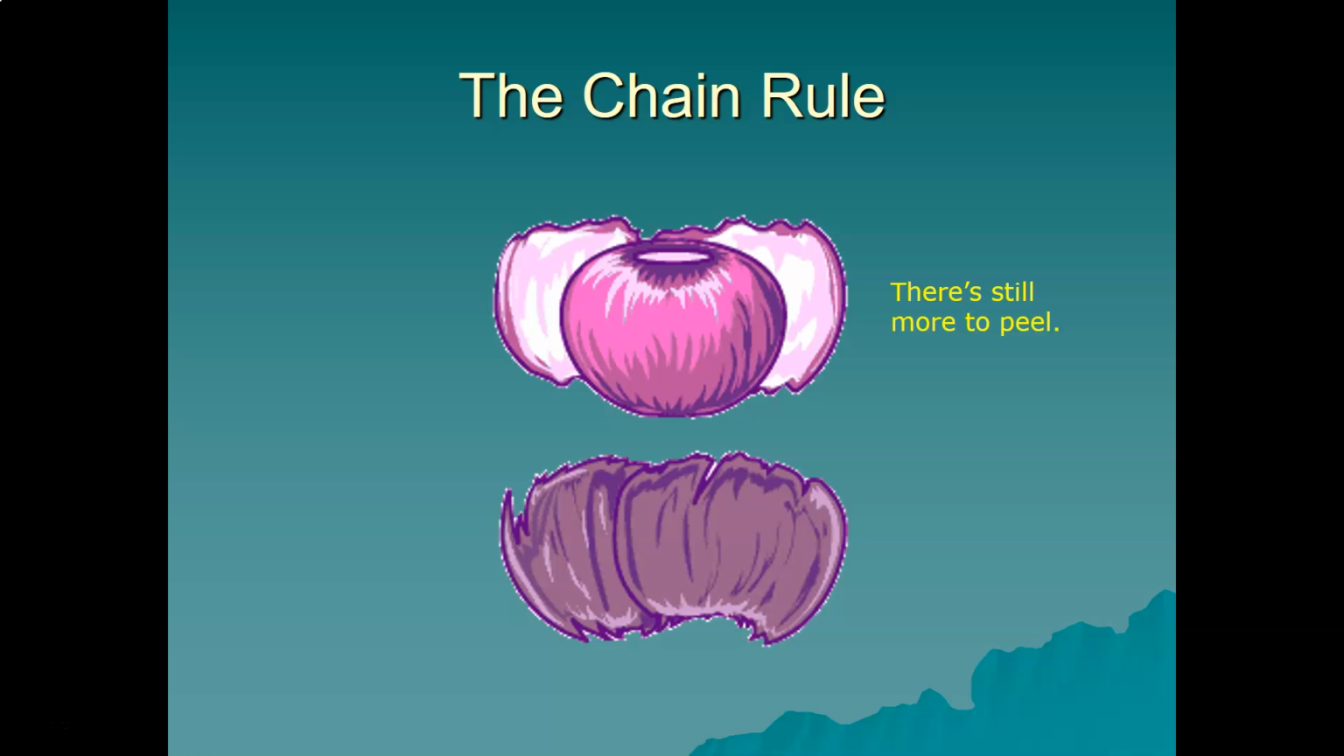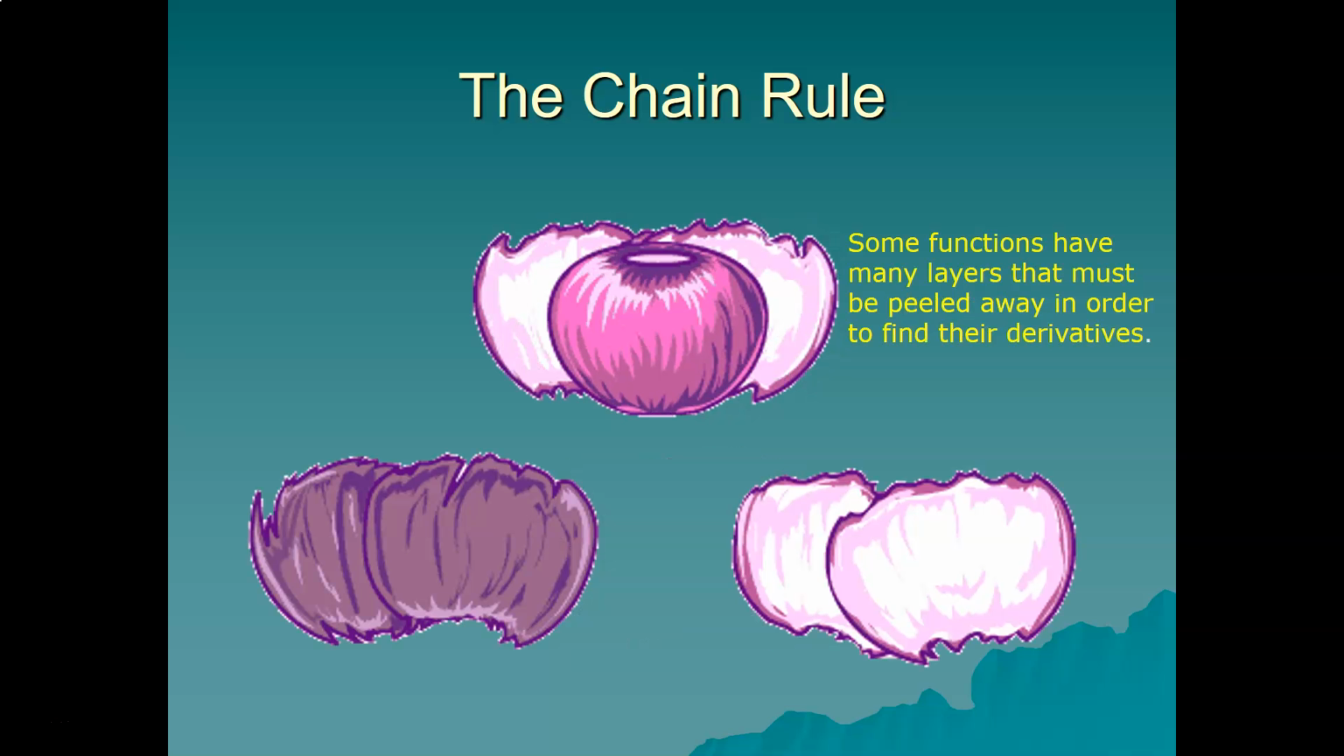The chain rule will help us if we have a function inside of a function inside of a function, et cetera. And it'll help us go all the way down to the core if we need to. So some functions may have many layers, some have just two layers, and mainly we're going to be seeing stuff that only has about two layers. So you peel back one layer, you have that core.